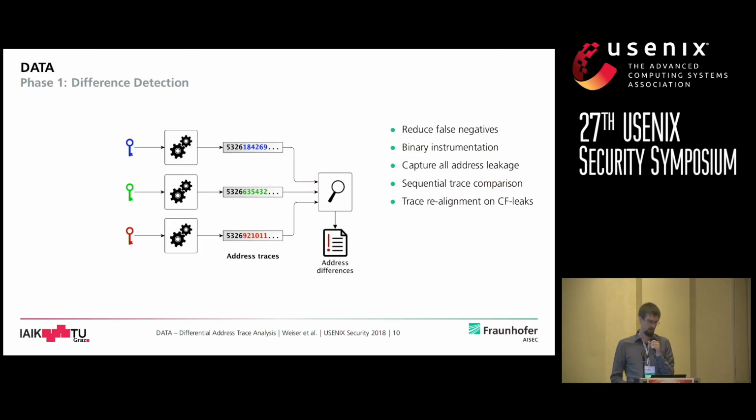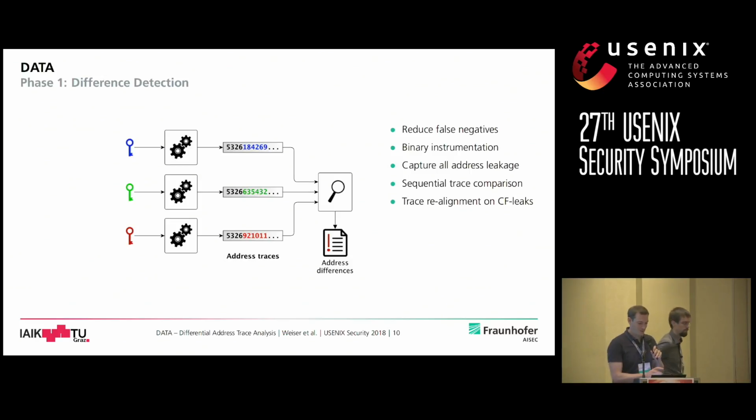Okay, and by doing so, we can find all leaks which are visible in the execution traces. However, not all address differences are actually secret dependent. But they might stem from non-determinism, as we heard before. And now my colleague will tell you what to do in this case.